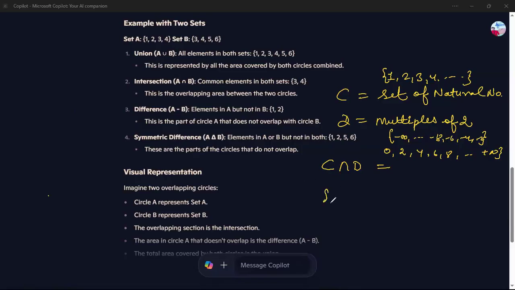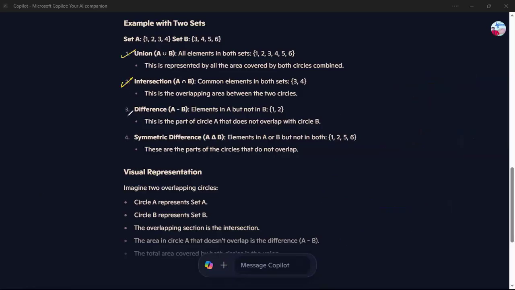C intersection D will be 2, 4, 6, up to plus infinity. So this is basically, if we have to represent this in set builder form, we will write the set of 2x, where x belongs to natural numbers, right? Hmm.